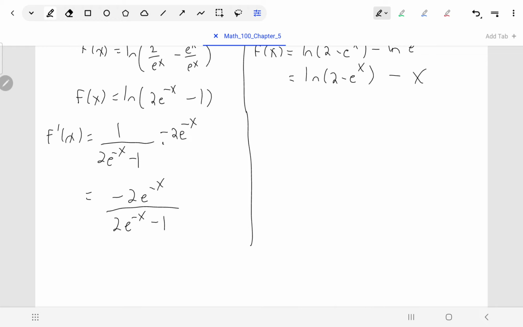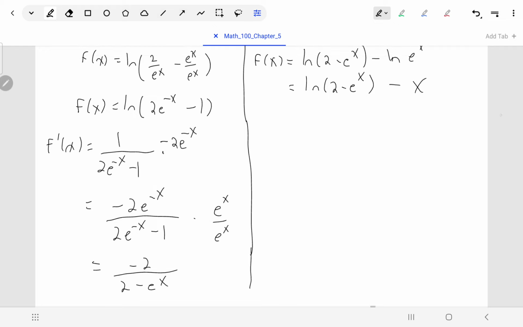And if I wanted to make this look a little less terrible for myself, because I've got all these e's to negative powers, if you were to multiply top and bottom just for fun by e to the x, then in the top you'd have minus 2 just by itself, and in the bottom you'd have 2 minus e to the x, and that looks a little bit less terrible, I think.